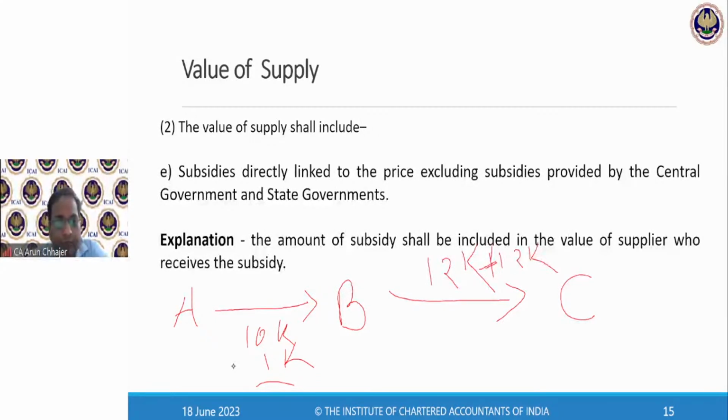Now, A is saying to B that kindly make the supply at rupees 8,000. आप इस मोबाइल को सप्लाई करो 8,000 में. एक बार फ्रॉम बिजनेस पॉइंट ऑफ व्यू, एक बार कंसिडर मत कीजिए फ्रॉम जीएसटी पॉइंट ऑफ व्यू. If I'm talking about, let's say you are B, will you be able to make the sale at 8,000 without any support?